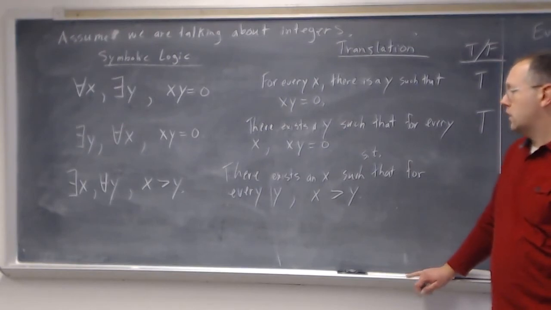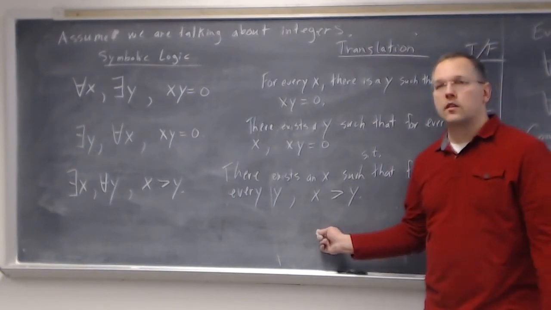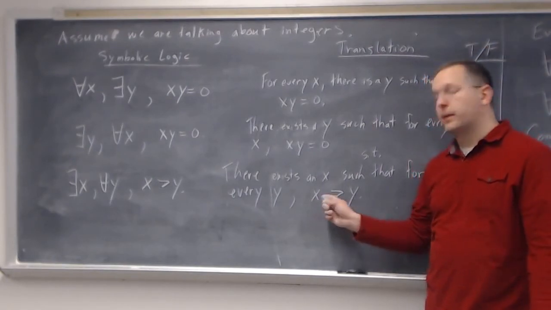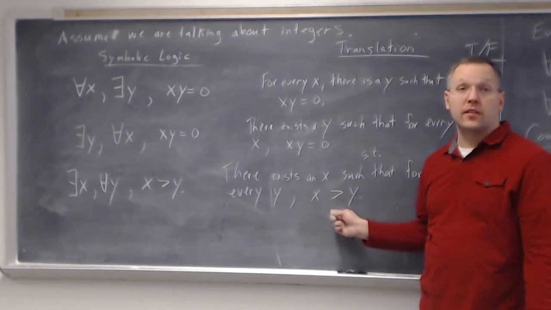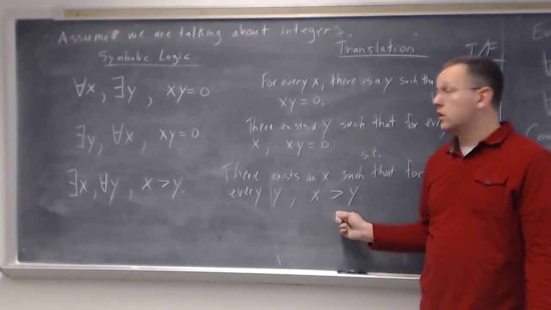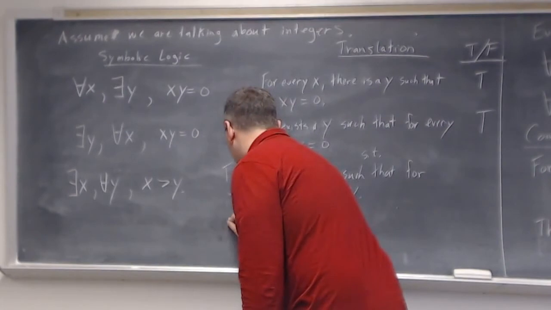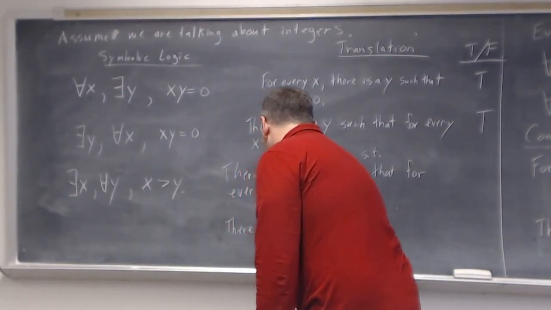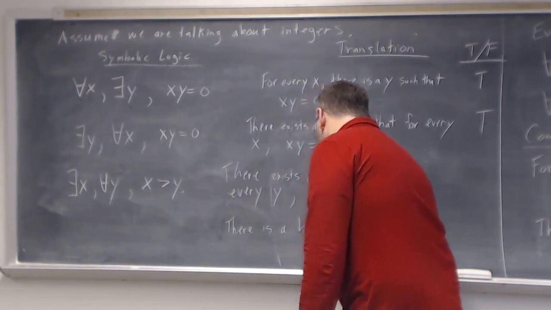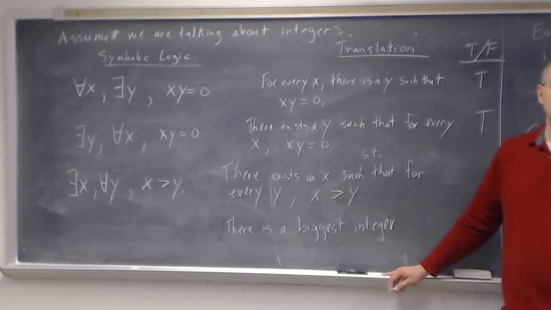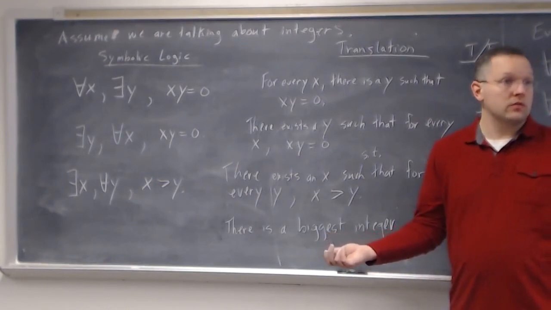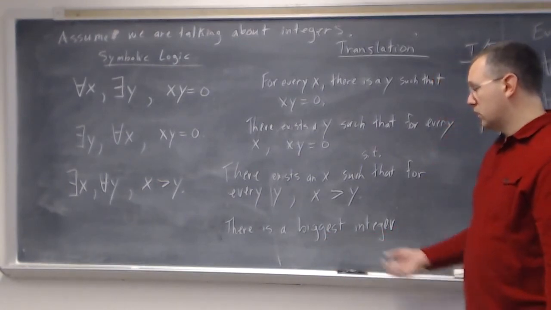False. There exists an x such that for every y, x is greater than y. So in other words, we're saying that x is bigger than every y, right? There's an x that's bigger than every other integer. In other words, one way of saying it is, there is a biggest integer. That's probably the simplest way to translate this. That's the meaning of this phrase. That's untrue because integers are not finite. It's false. So is there a biggest integer?